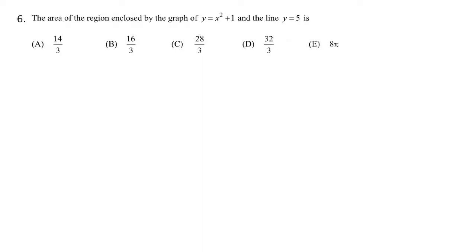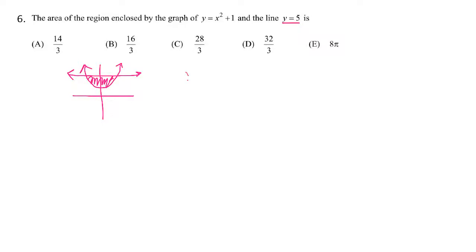Okay, so another great area problem. Here we have a parabola, x squared plus 1. So our parabola has been moved up 1. So it looks something like this. And then we have a line y equals 5. It's going to cut across this. So we're looking at this bounded area here.